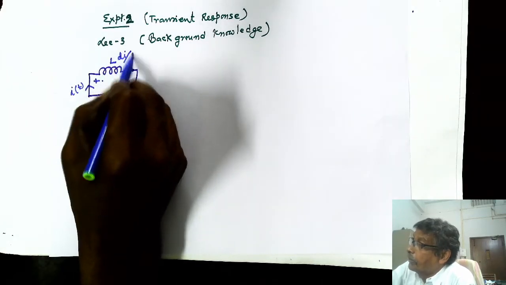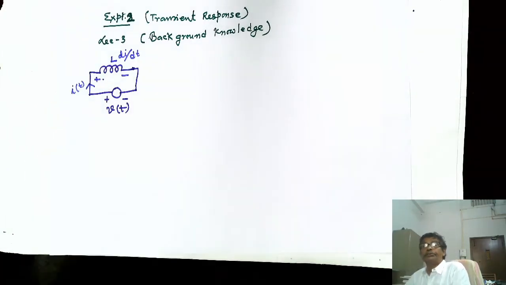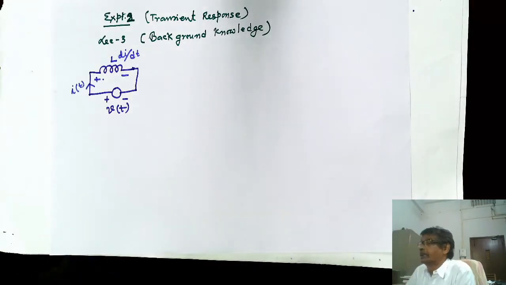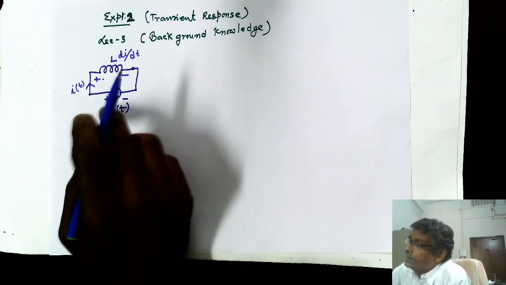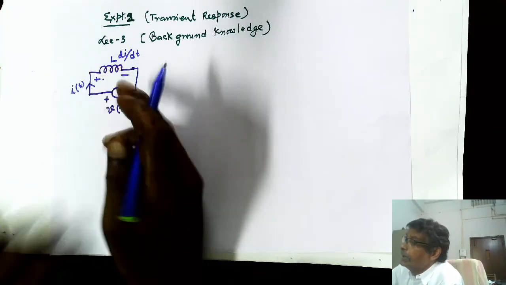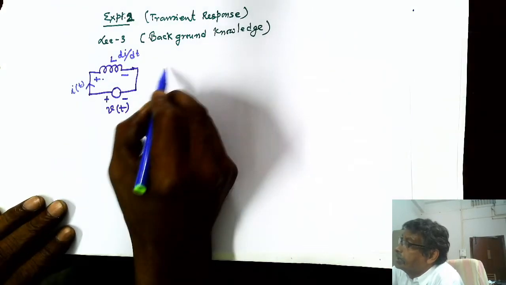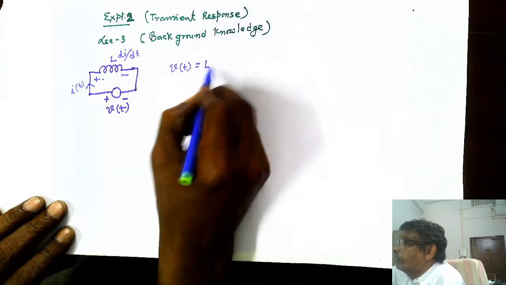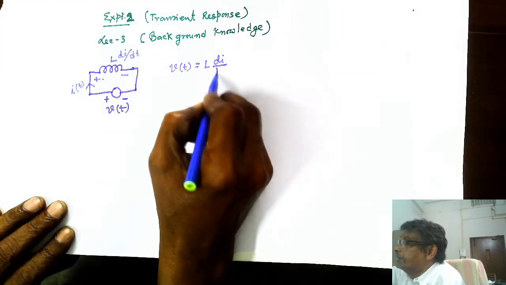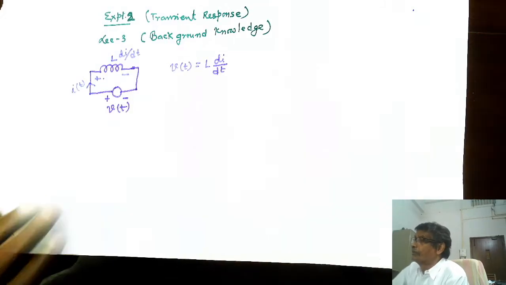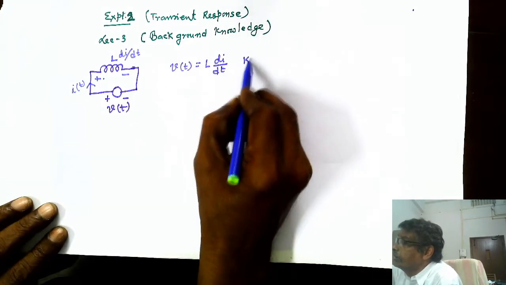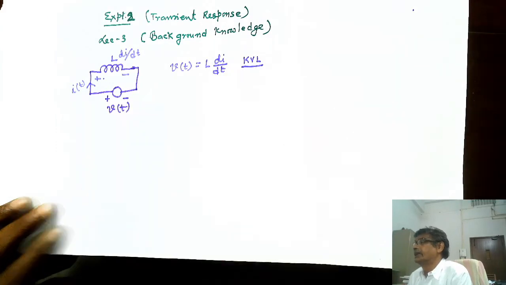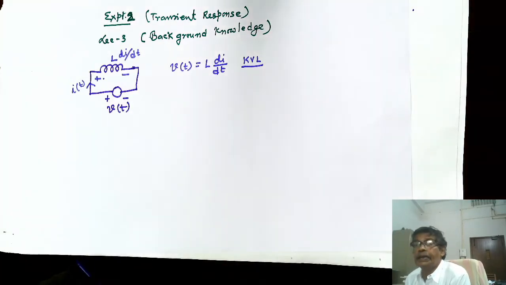The polarity is important. It will try to oppose the further increase in current because of Lenz's law. That is what I told you. And obviously, if you apply the KVL equation in this loop, it looks like that V(t) will be equal to L of di/dt. That is the fundamental from KVL. This is the KVL equation of this simple circuit. Inductor, let us assume this to be an ideal inductor, L.